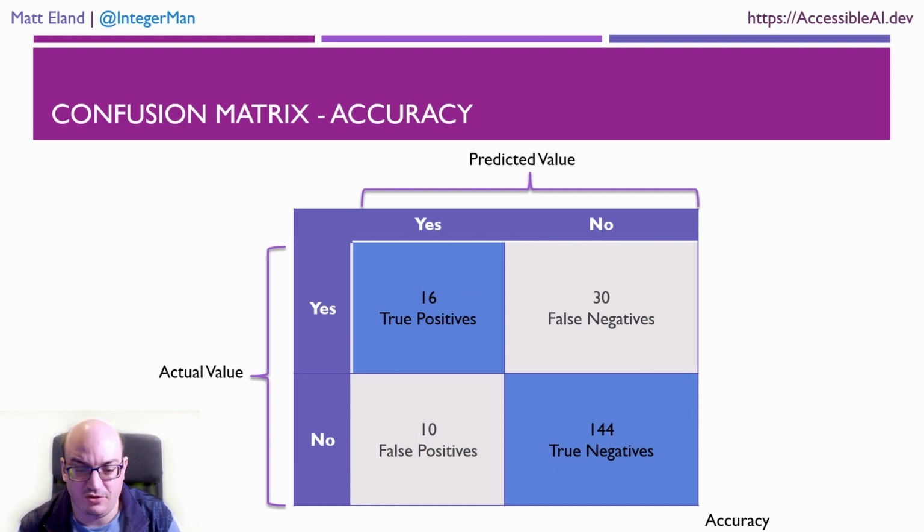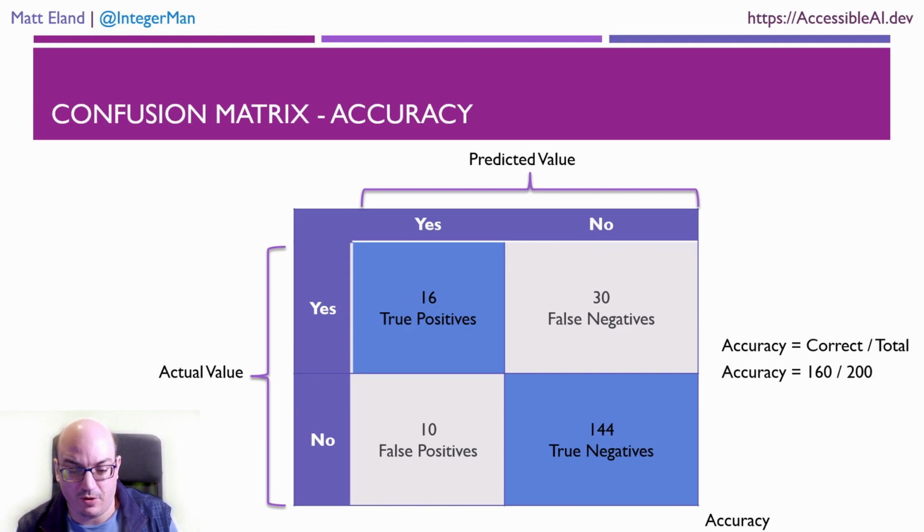In this case, there are 200 things, and we're calculating the number of those that we got right. We calculate that by the number correct divided by the total. The number correct in this case is 160, and there are 200 total data points, so that works out to 0.8. Our accuracy is 80%. So not amazing, but not awful either. This is just one metric we have. Accuracy tells a portion of the story, but not the whole story. So let's look at some more.